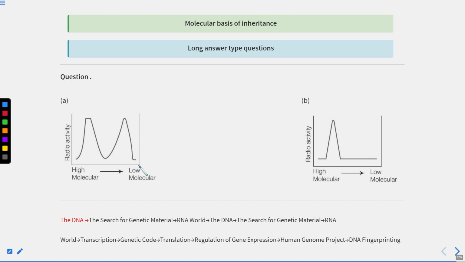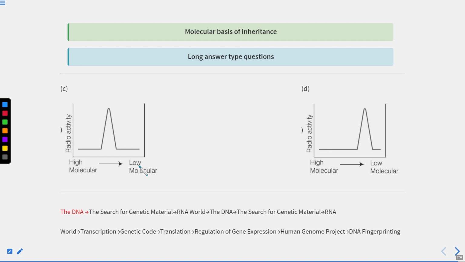Now let's talk about option C. Here you can see the radioactivity. There is no high molecular weight peak and no low molecular weight peak present, but there is an intermediate peak present. Now let's talk about option D. In option D, you can see only a low molecular weight peak is observed and there is no high molecular weight peak.